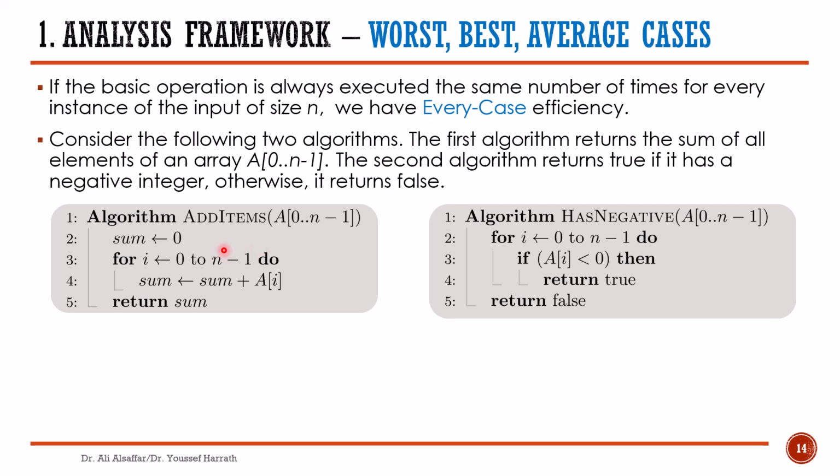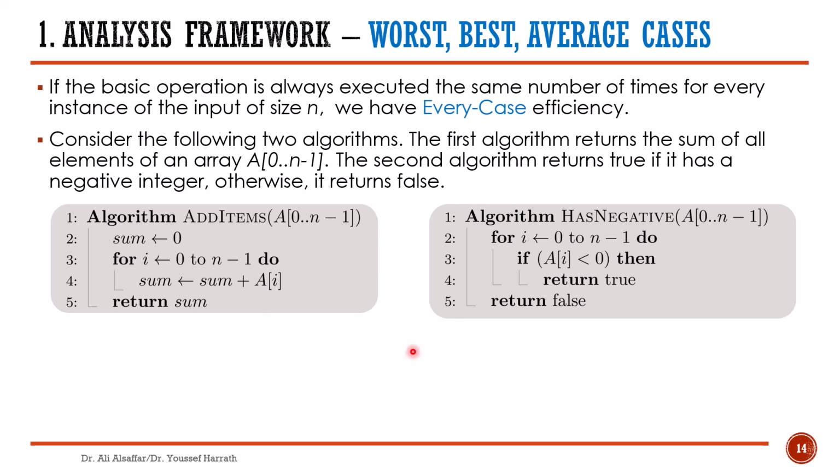Now, if we change only the data of this array, and we keep the size fixed, equal to 7, and we run the algorithm again on this array, how many times will the basic operation be executed? Again, it will be equal to 7. Why? Because the for loop again will go from 0 to 6, 7 times, and the basic operation, which is the addition, will be executed 7 times. In conclusion, the basic operation is always executed the same number of times for every instance of this array of size 7. In this case, we say that we have every case efficiency.